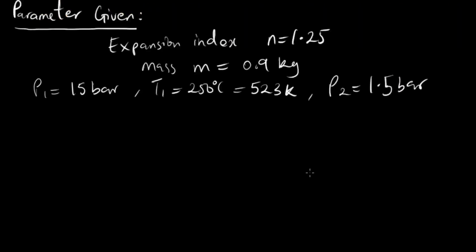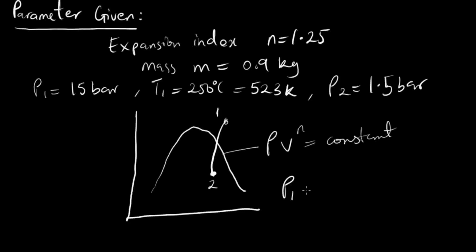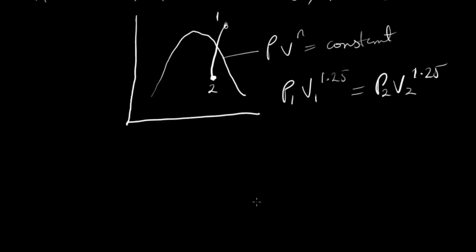So for a polytropic process, we have a diagram like this. Okay, here is 2, here is 1. This is PV raised to power n constant. So P1 V1 raised to power 1.25 should be equal to P2 V2 raised to power 1.25. Okay, now having done this, we'll make our necessary assumption.